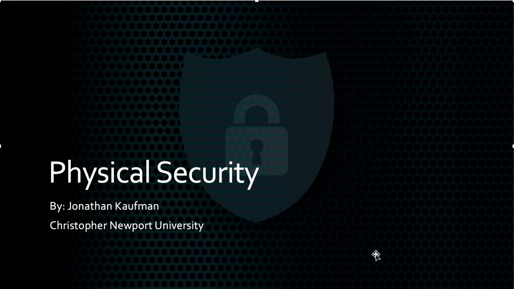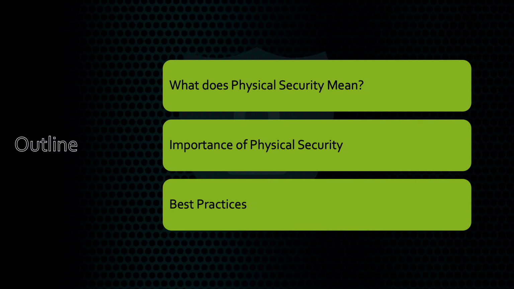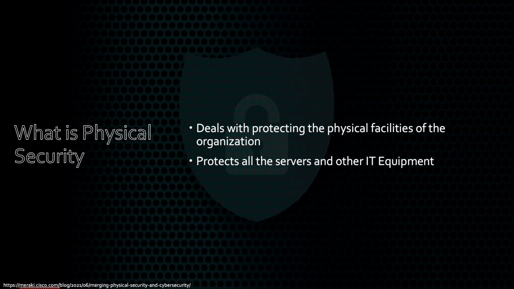In this video, we're going to discuss what physical security means and what it incorporates, then go into why it is important, and finally the best practices for physical security. Physical security deals with protecting the physical facilities of the organization, as well as protecting the servers and any other IT equipment that might be physically located wherever the organization may be. This would include office spaces, buildings, just really anywhere that is a physical location of the organization.